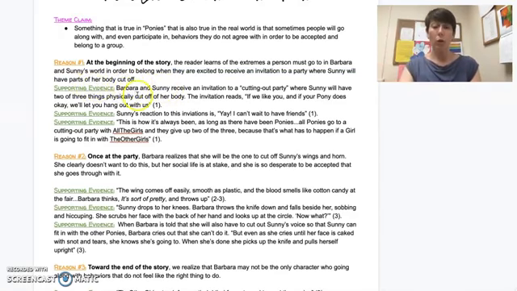Now we go even further and I say, I got to find some evidence to back that up. I got to support that. So my first piece of supporting evidence is this quote right from the story. Barbara and Sunny receive an invitation to a cutting out party where Sunny will have 2 of 3 things physically cut off of her body.